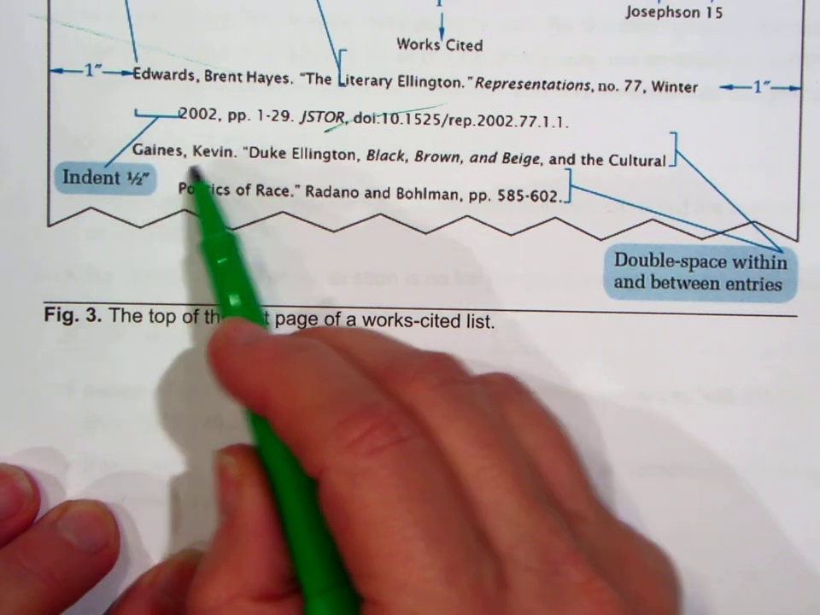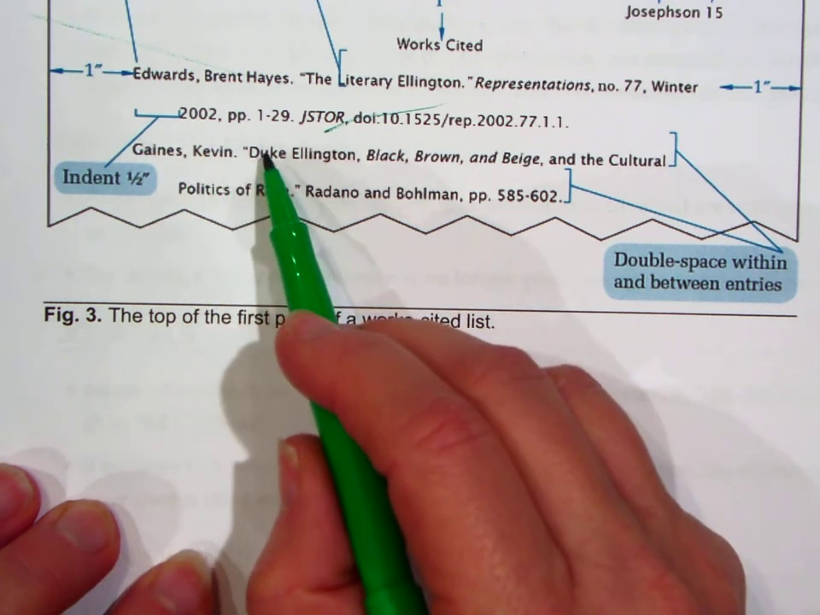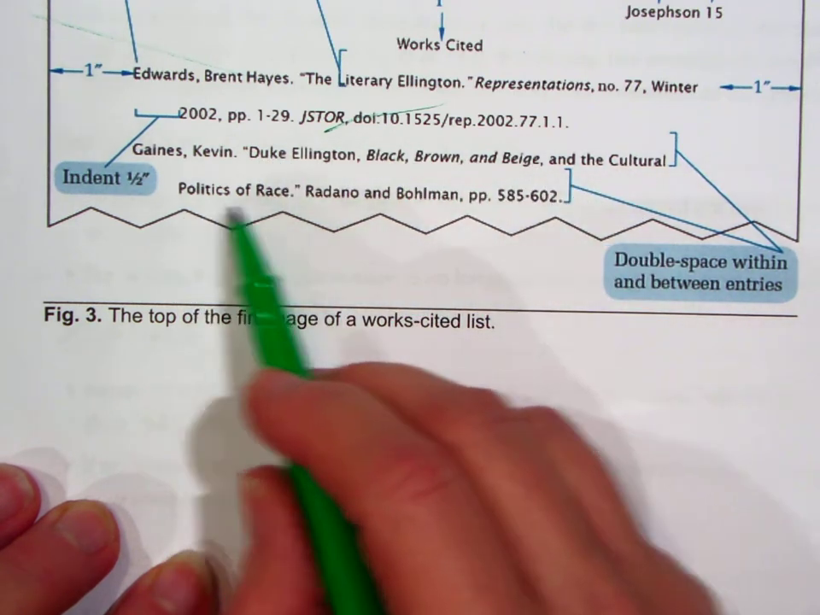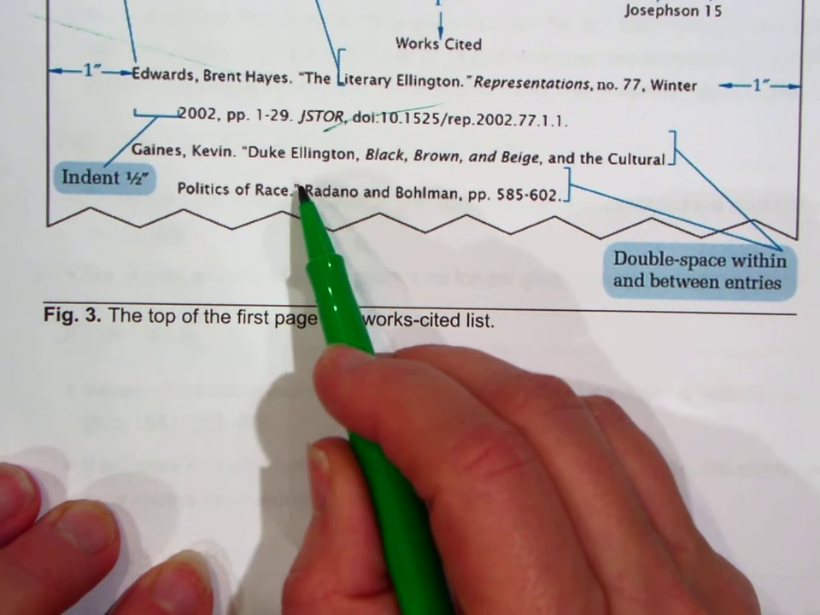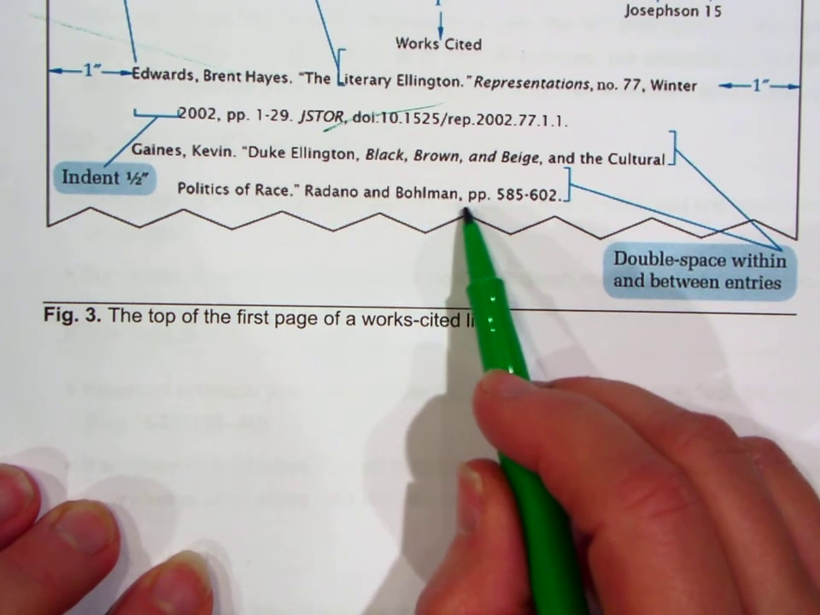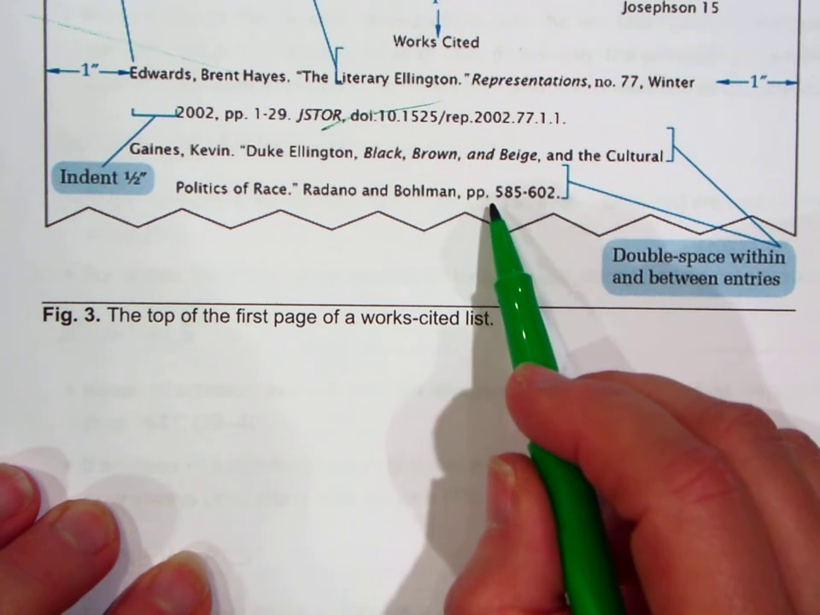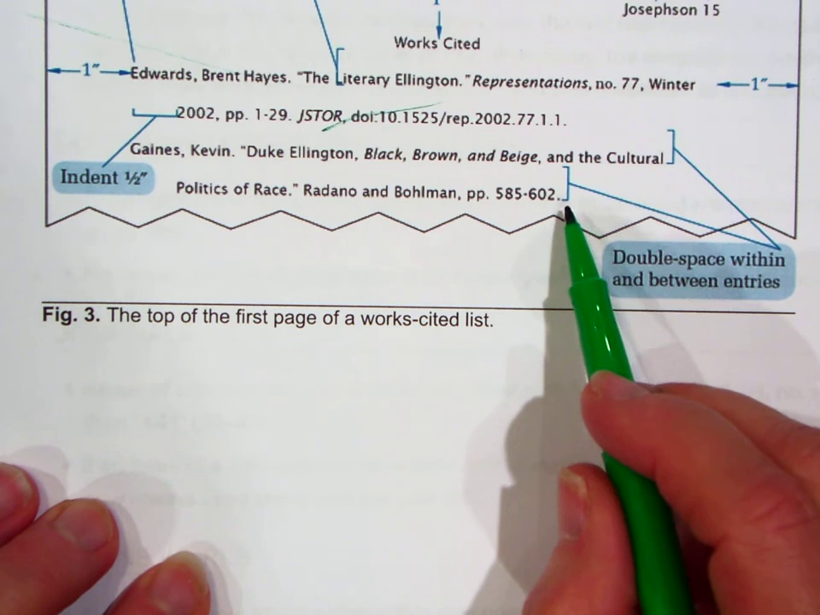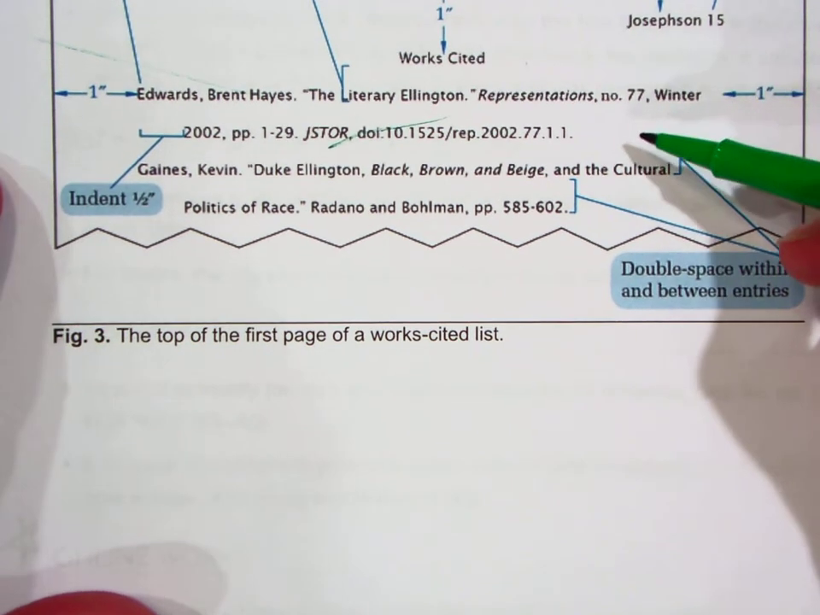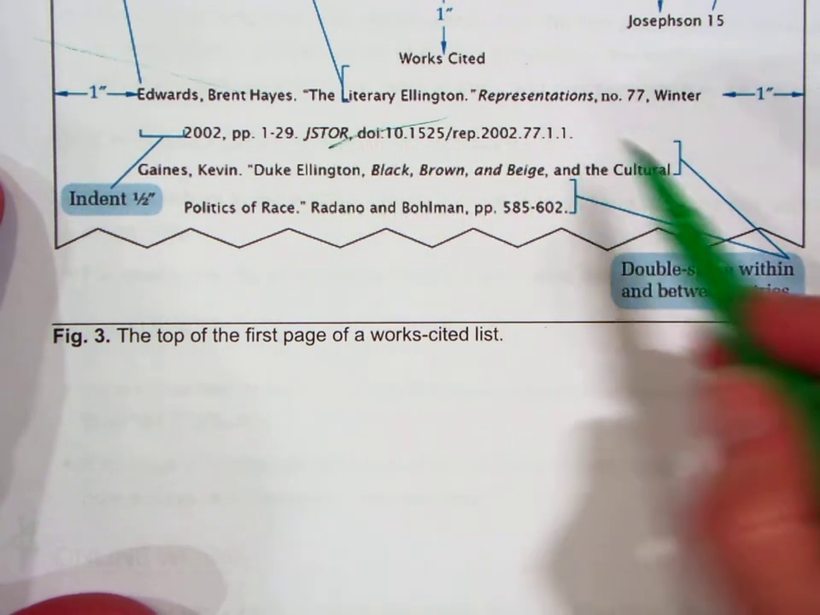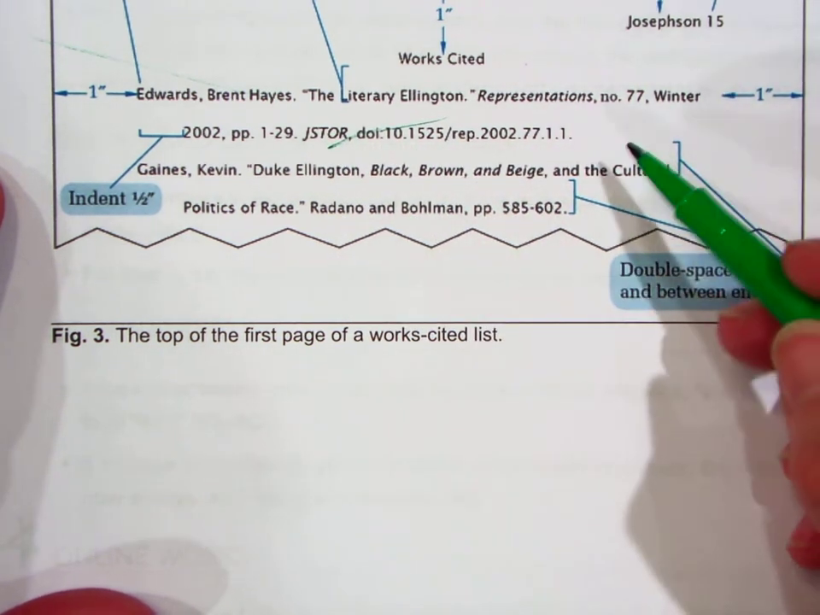Ellington, Black, Brown, and Beige, and the Cultural Politics of Race, period, inside the quote. Publisher, this is a book. There's a comma there, PP for pages, period, that's different, and 585 to 602, period. So this is just basically, here's a JSTOR is the database there that this was retrieved from. This is a book. So this is giving you a couple different methods, sources, and how you cite them.